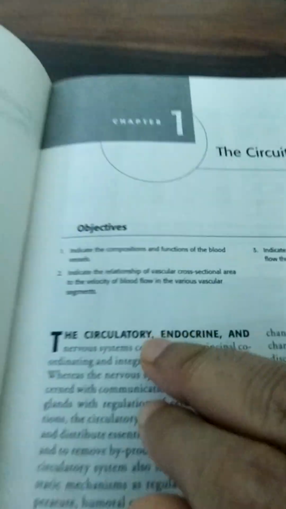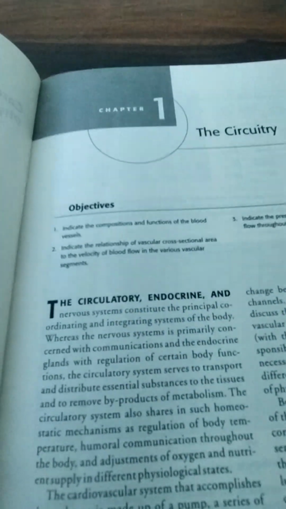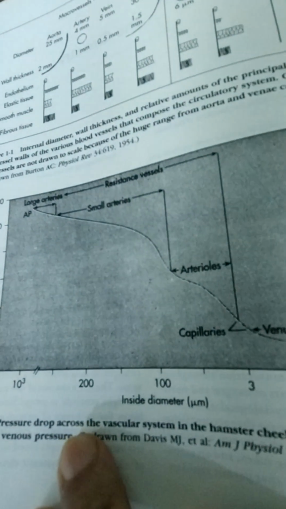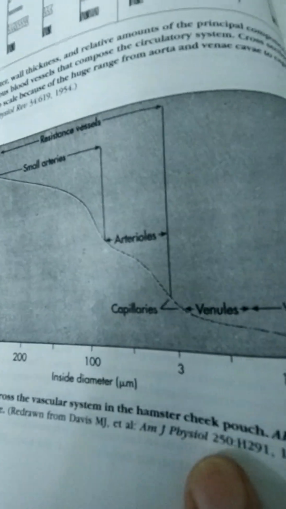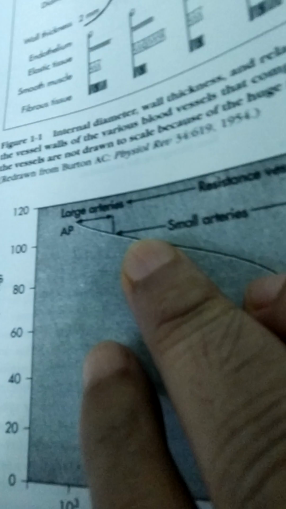You can see this circuitry, chapter on circulation, endocrine and nervous system, and pulmonary and systemic circulations. Now the things are here. You can see pressure drop across the vascular systems in the hamster cheek pouch. So you can see here its mean pressures, and here are the large arteries, the small arteries, arterioles, capillaries, venules, veins, and what are these? These are the inside diameter. So inside diameter and the pressure variables.